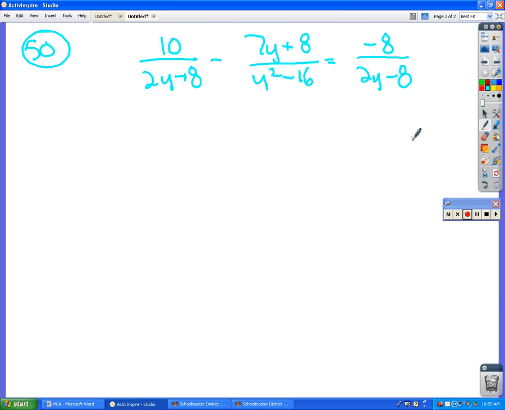All right, number 50. Same deal. What do I have to do to start? Factor. So what does this factor into? 2 times y plus 4. What does this factor into? y minus 4, y plus 4. Very good. What does this factor into? 2y minus 4. 2 times y minus 4.